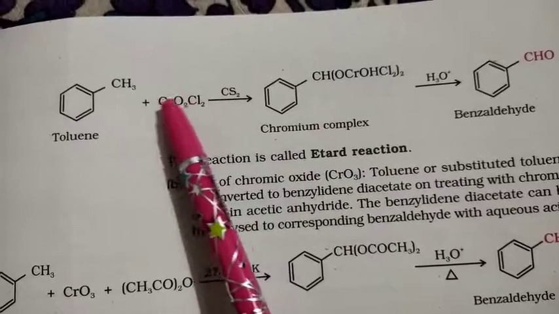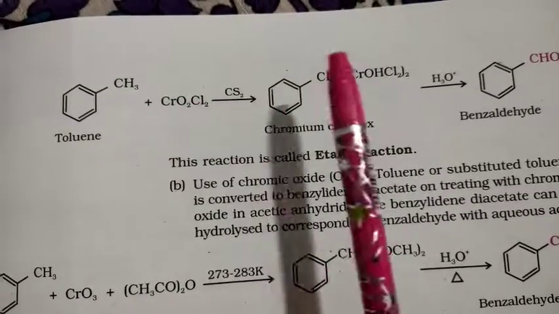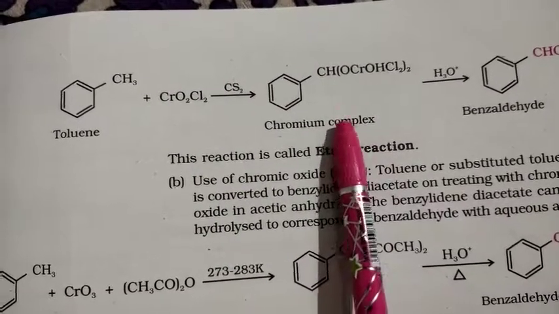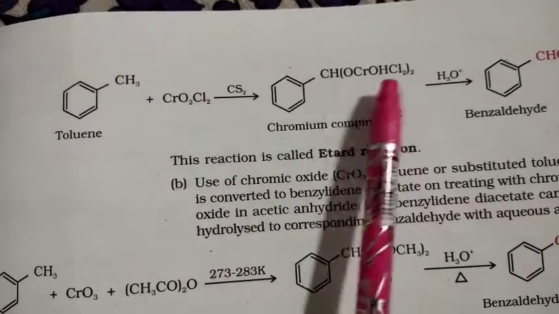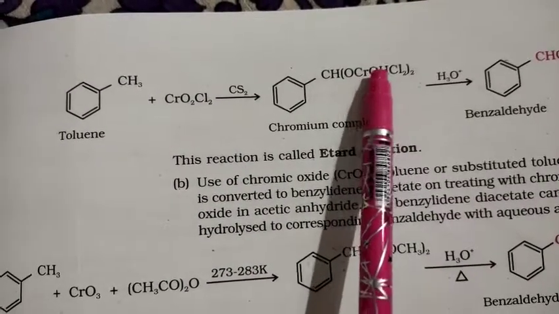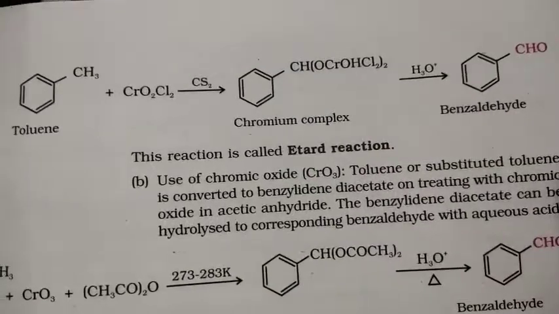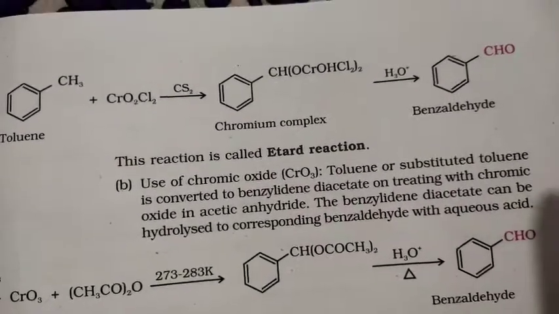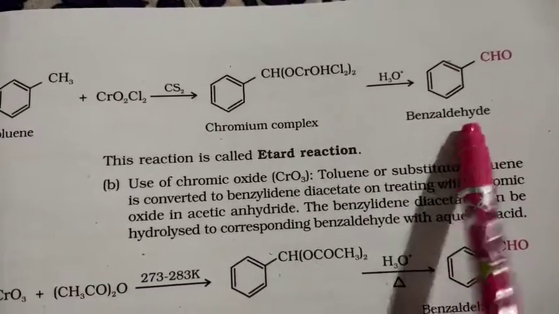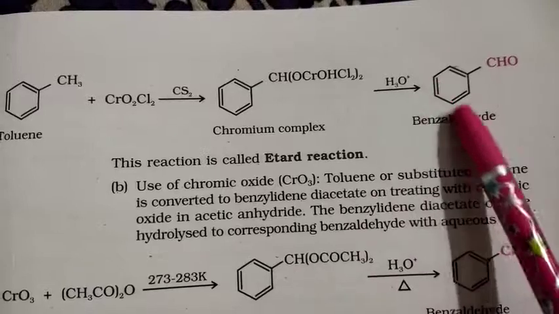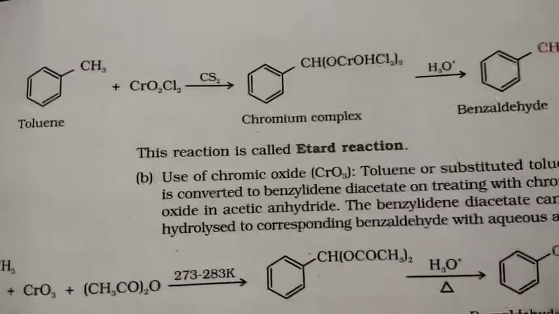This chromyl chloride is added in the formation of the complex. But here one difference is created, that is the hydrogen. One hydrogen is there in the form of HCl, okay? So after this chromium complex is formed, it is hydrolyzed, or reacted with water, and we will get the benzaldehyde, that is your aromatic ring and CHO. So this is the Etard reaction.